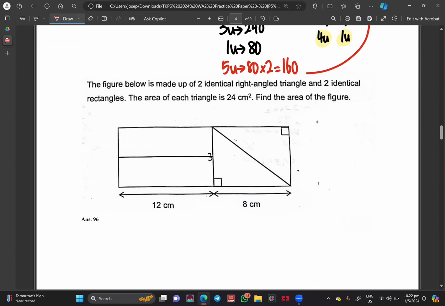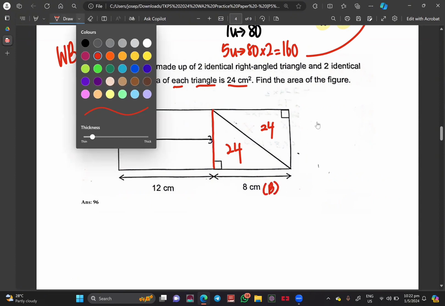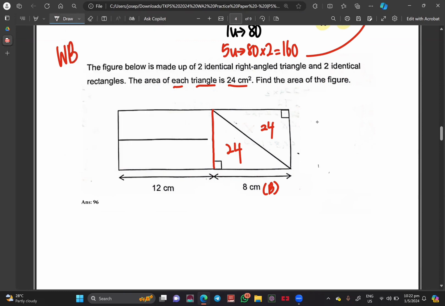Now, what did they say? They say that the area of each triangle is 24. So this is 24. This is 24. Like this student did, this student actually wrote 3 over here. So let's see whether that is correct. You know that the area of each triangle, which is this over here, is 24. This is actually a concept called working backwards, whereby they give you the area and they want you to find the length. Because we already know that the base is this. We are actually trying to find this. This 3 wasn't given. In your practice paper, I'm pretty sure this 3 wasn't given.